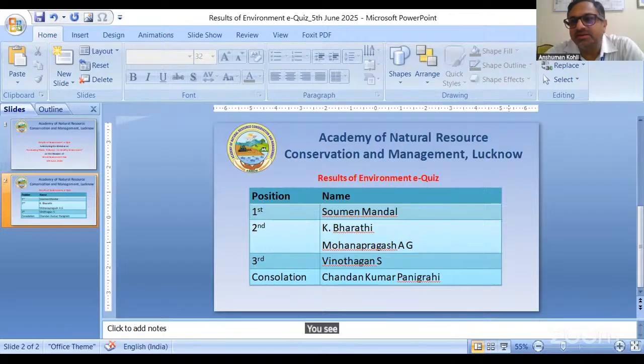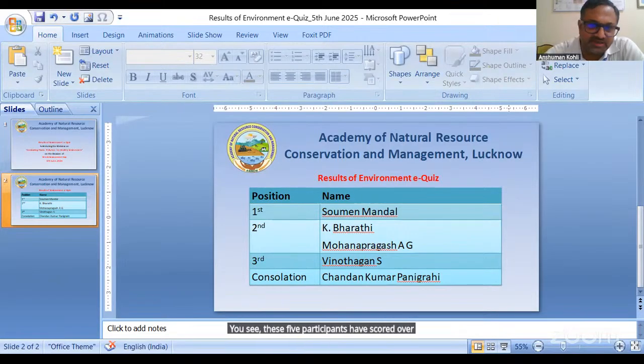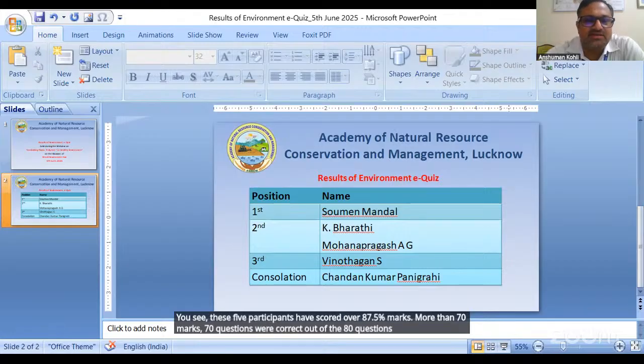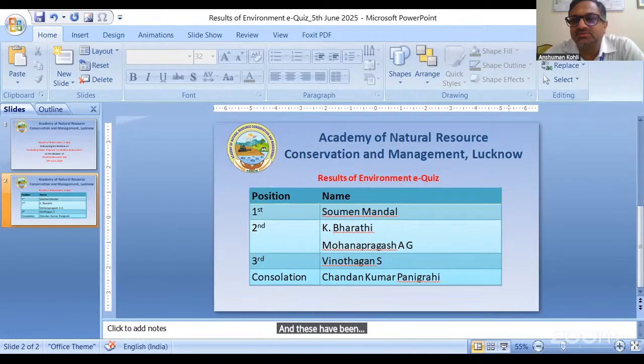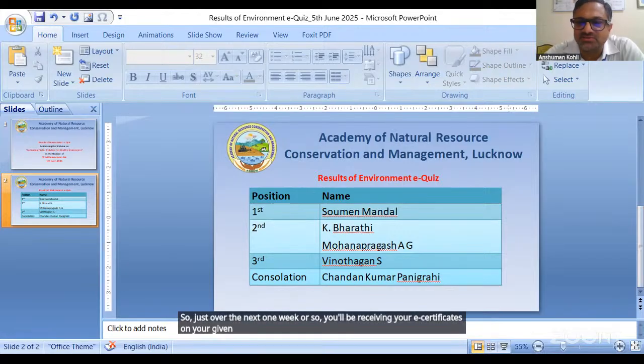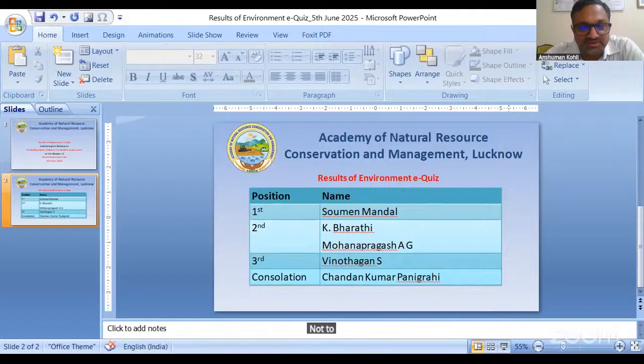These 5 participants have scored over 87.5% marks, more than 70 of the 80 questions correct. They have been selected to receive the e-certificates from ANRCM. Over the next 1 week or so, you'll be receiving your e-certificates on your given email IDs. Congratulations to all of you. Those who didn't find a place in this were close enough, but we had to announce only a few names as winners. So these are the results.